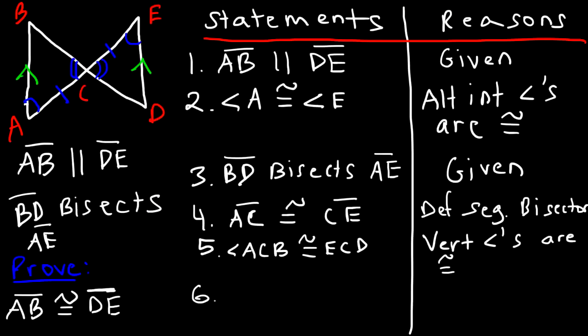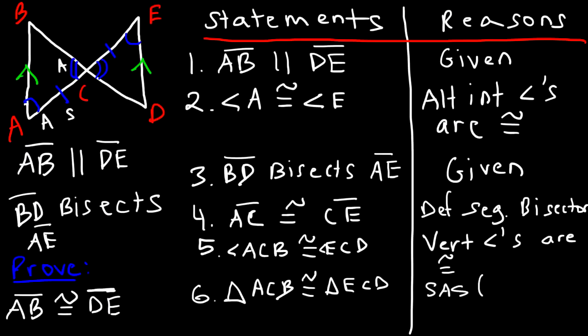Now let's move on to statement 6. So we can now prove that the two triangles are congruent by the angle side angle postulate. So triangle ACB is congruent to triangle ECD. And so the reason for that is the angle side angle postulate. First we had angle 2, which corresponds to statement 2, which corresponds to that angle. Angle A equals angle E.